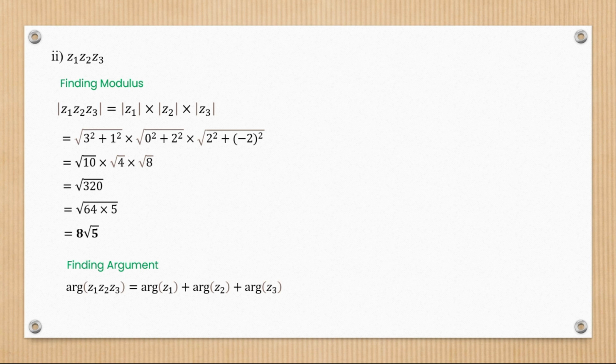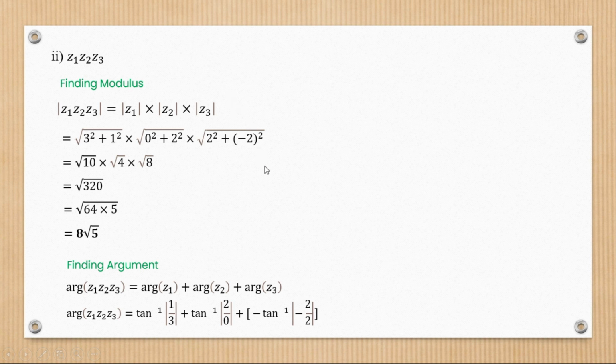So finding the argument, we can see that the argument of Z1 Z2 Z3 is the same as the argument of Z1 plus argument of Z2 plus argument of Z3, from the properties of arguments that we'd shown you before. And as you can see, the argument of Z1 can be found that way, and then Z2 can be found that way. That is because Z1 is in the first quadrant, and the argument of Z2 is also from the first quadrant, so those are direct.